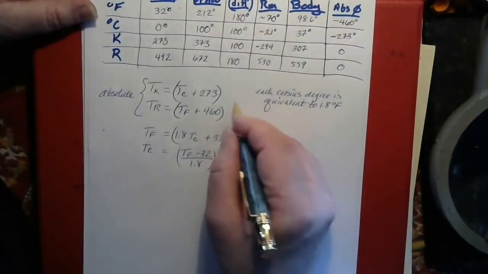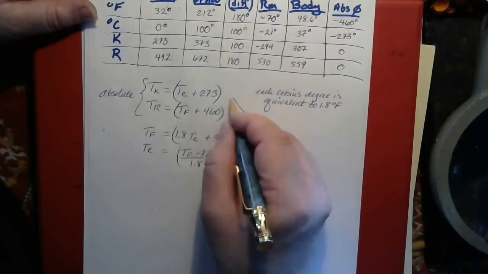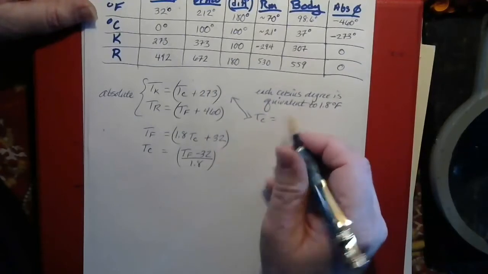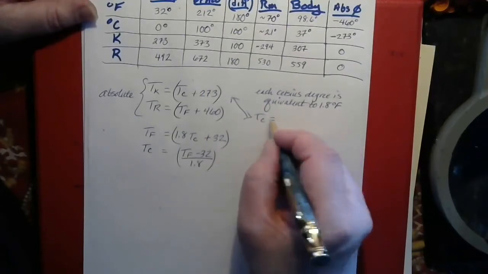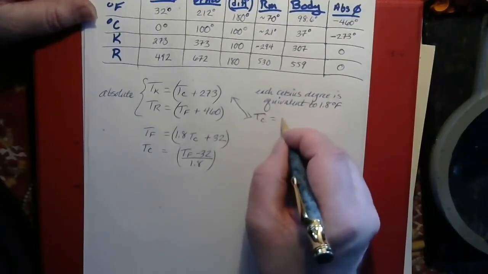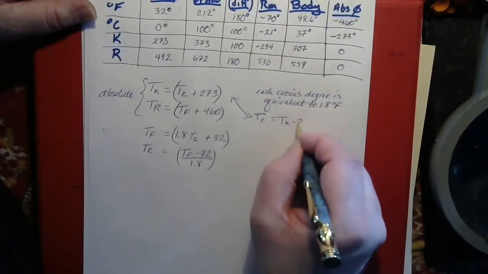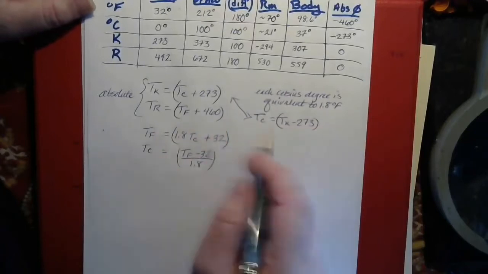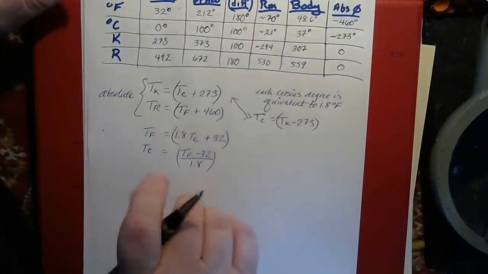Also, oh yeah, from up here, if you want to go from Kelvin to Fahrenheit, or to Celsius rather, temperature in Celsius is temperature in Kelvin minus 273. And I'm not going to show the other way because who cares about Fahrenheit?